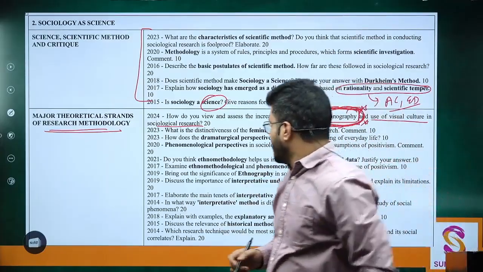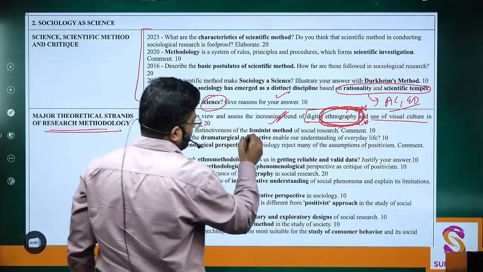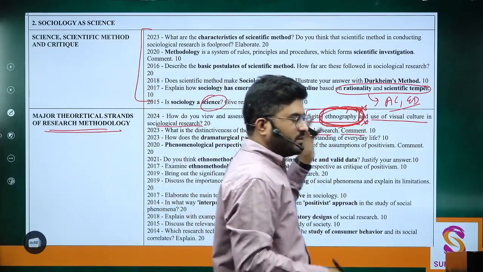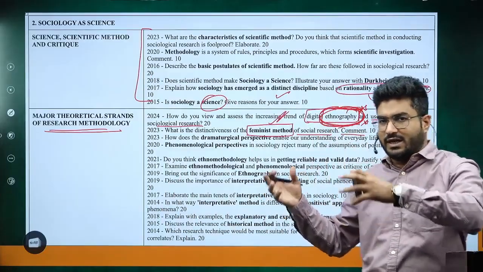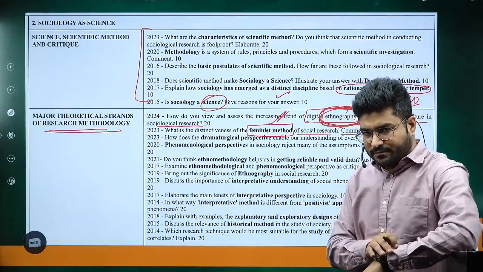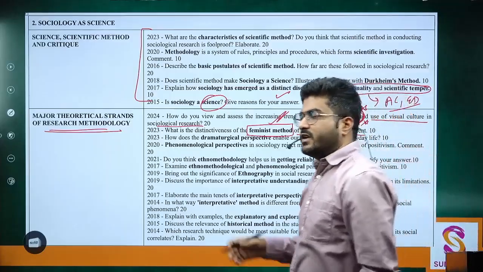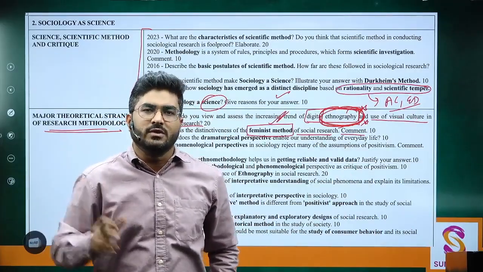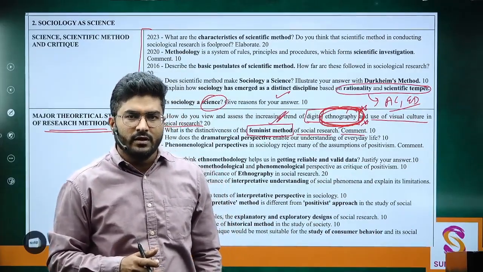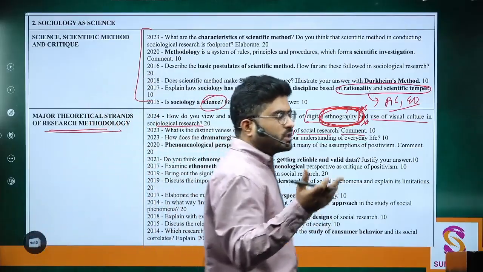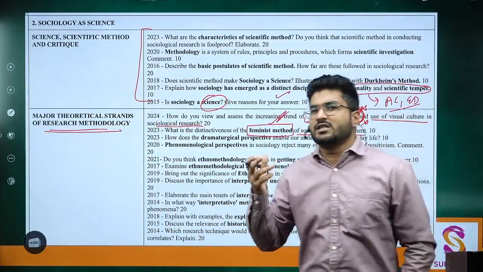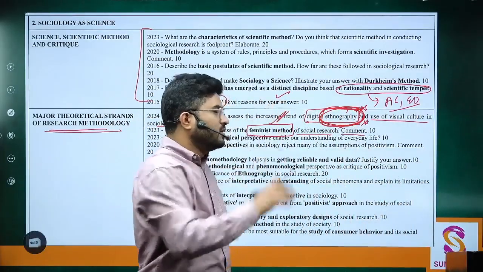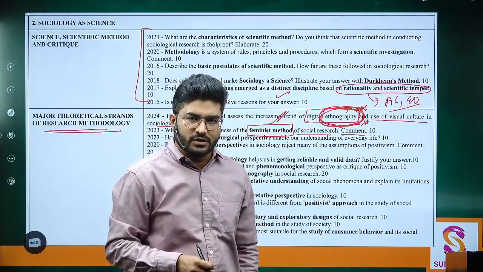Then, what is the distinctiveness of the feminist method of social research? Comment. We have to highlight the importance of why this feminist method is needed to understand social reality. Why do we need that? Because we haven't given due importance to gender dynamics when we talk about research methodology. So we have to include gender dynamics. We have to understand the intersectionality of society when we look at answering about society in a holistic manner. That is the reason the feminist method of social research becomes important.